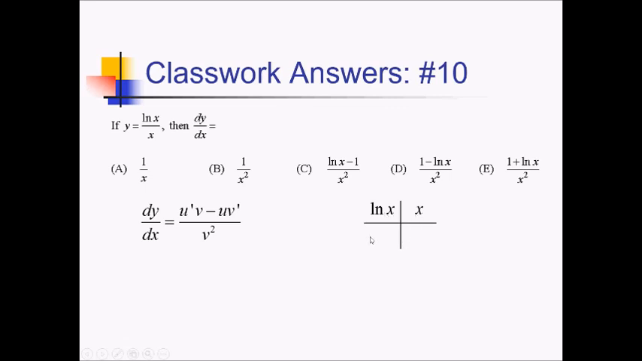Ln of x, that's going to be 1 over x for the derivative. Derivative of x is 1. Using the ribbon to put it back together, I've got 1 over x times x, which is just 1, so this u prime v term is really just 1, minus ln of x times 1, so minus ln of x, all over v squared, which in this case is going to be x squared. And does that match an answer choice? It does, answer choice D.